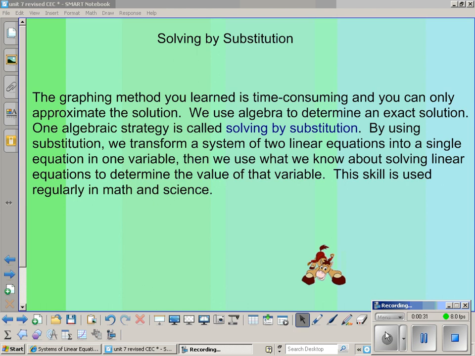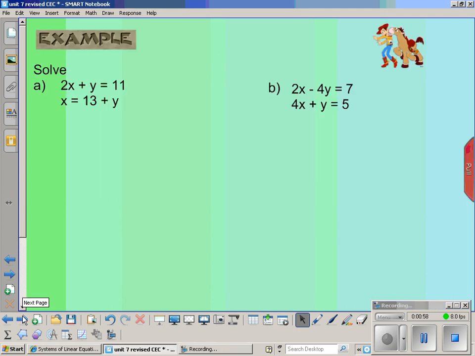By using substitution, we transform a system of two linear equations into a single equation in one variable. Then we use what we know about solving linear equations to determine the value of that variable. This skill is used regularly in math and science. So the substitution strategy you will see often in math and science in a variety of different applications. So here are a couple of examples.